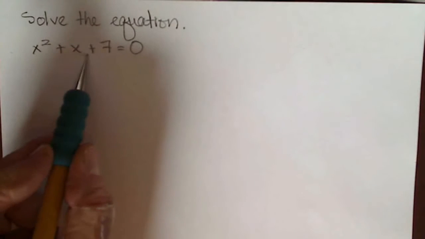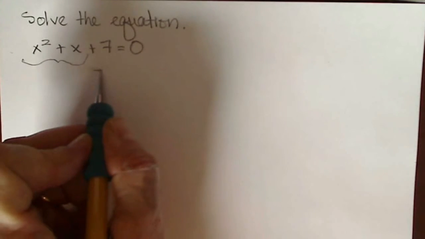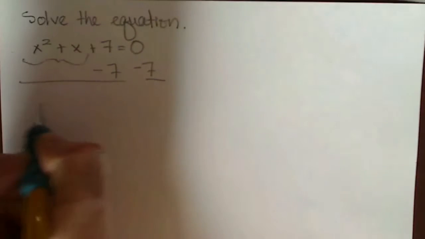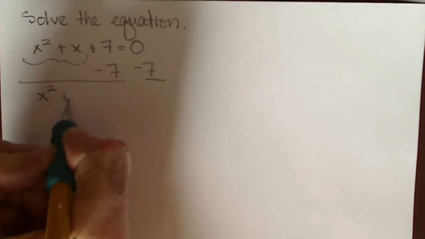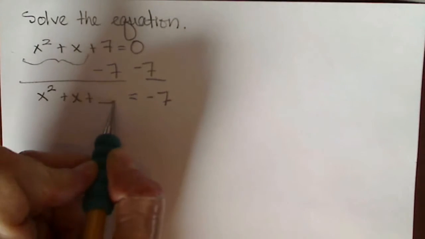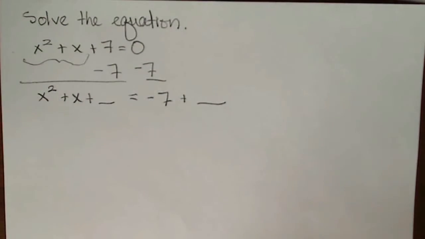We know to complete the square, we need to get the x squared and x terms alone with the constant on the other side. So I'm going to subtract 7 from both sides. And I have x squared plus x equals negative 7. Now I've left some space here. I like to put in a blank because I know I'm going to have to add something to both sides.